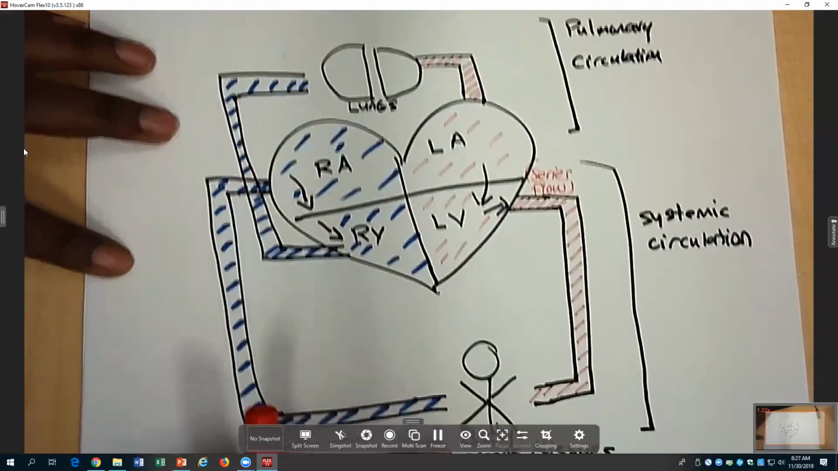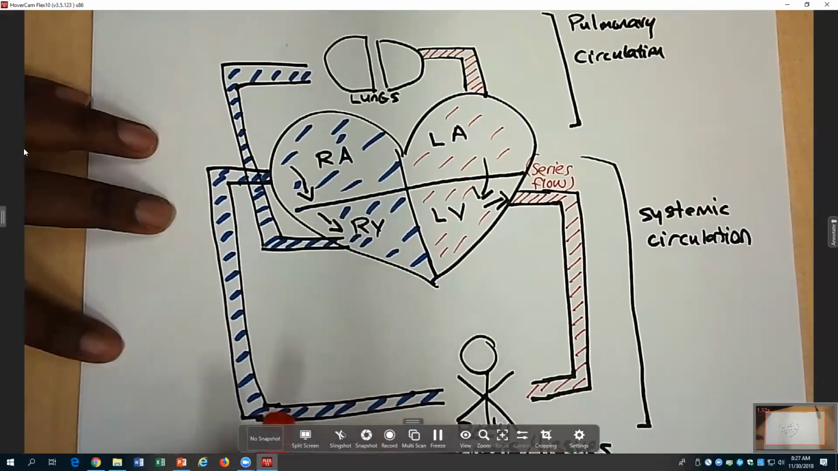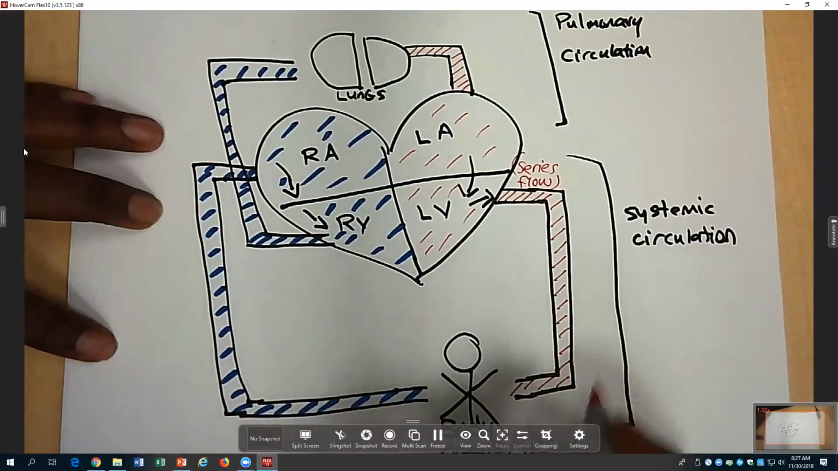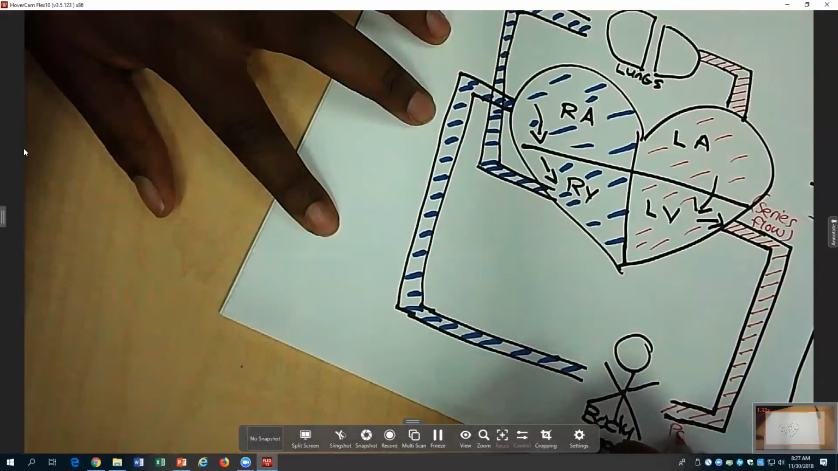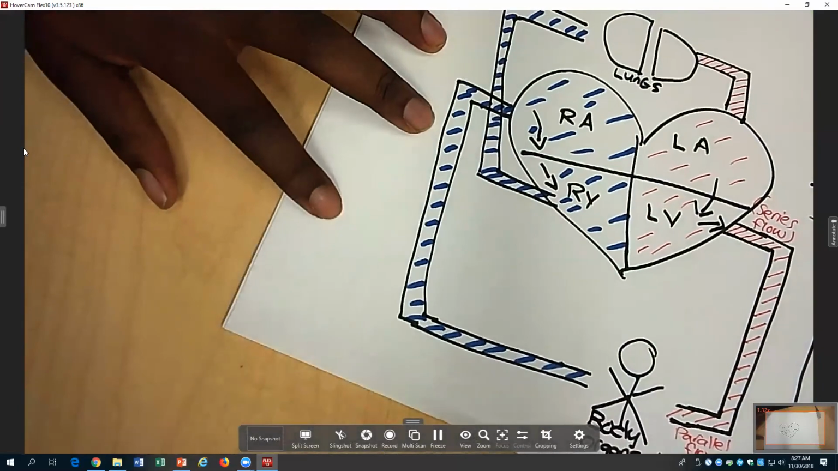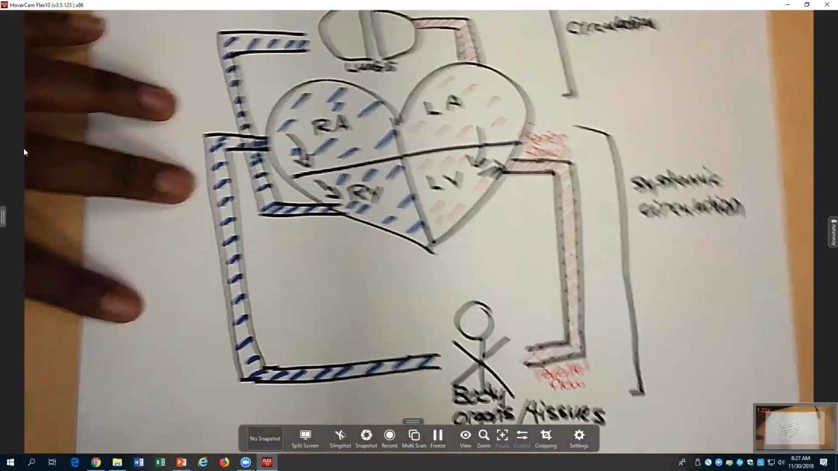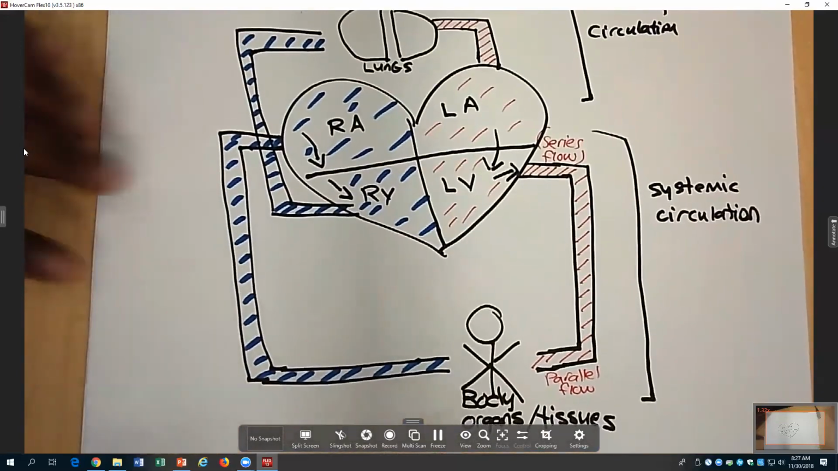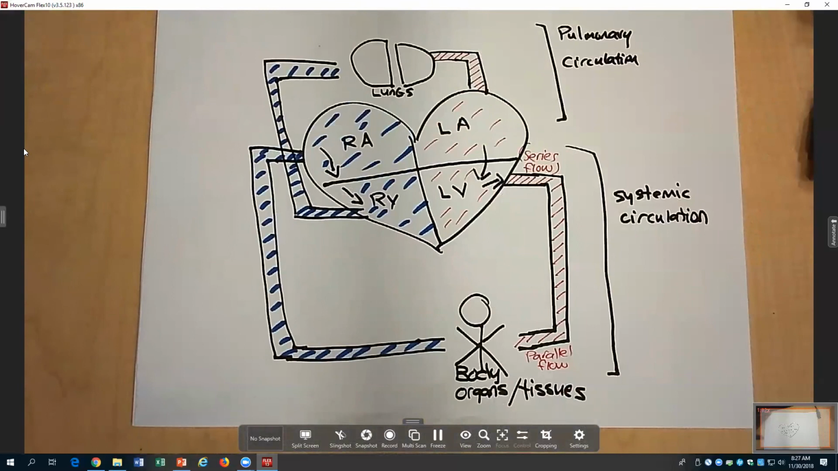When we talk about blood going to the body tissues and the body organs, this is parallel flow. And what that means is the blood has to go to these organs, but it can go to different organs at a time. So blood will go to your brain, simultaneously it'll go to your kidneys, it'll go to your bladder, it'll go to your intestine.